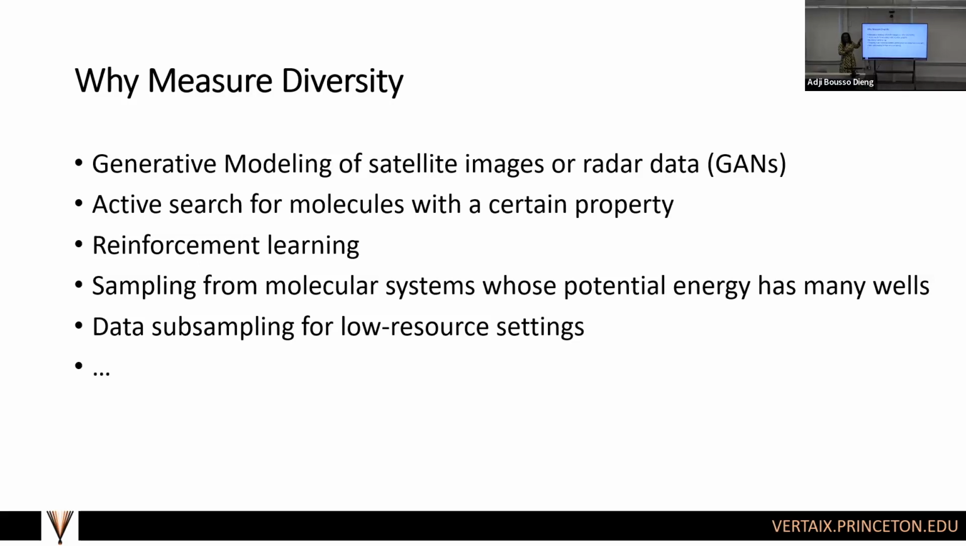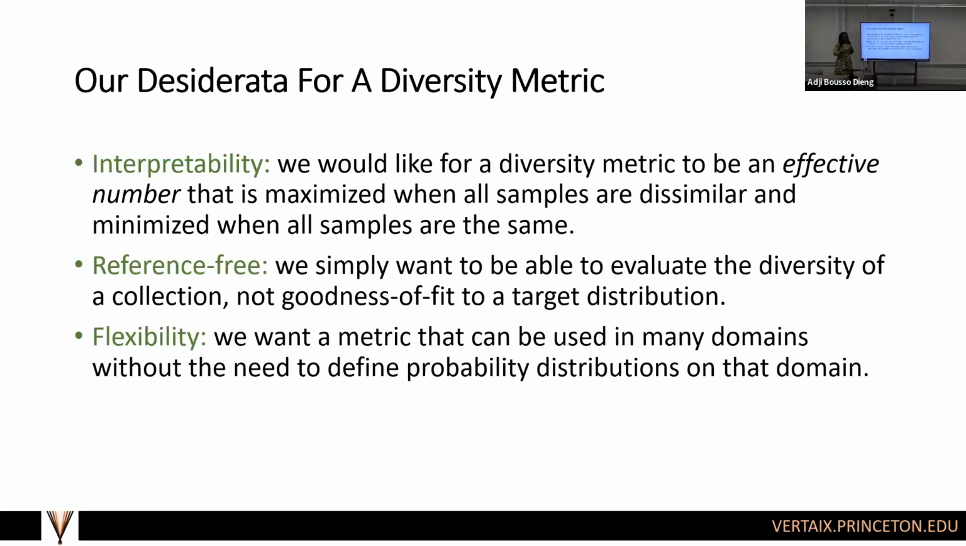So it's a concept that lurks behind a lot of the things we do in machine learning and in science. And so we'll look into how to measure that. So what would we want out of a diversity metric? That's the first question to ask. What's actually diversity? We would want it to be interpretable. What that means is that we would like a diversity metric to be what's called an effective number, meaning that if I have a collection of 5 distinct elements, I want the diversity metric to return 5 so that I can actually interpret these things.